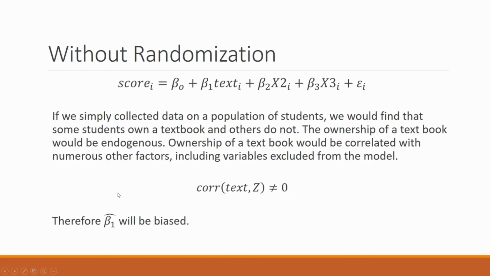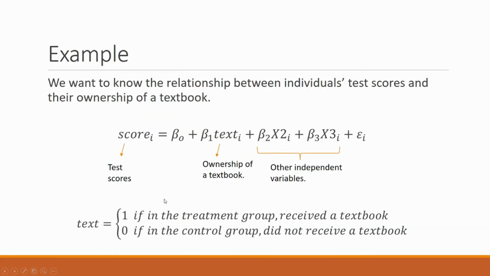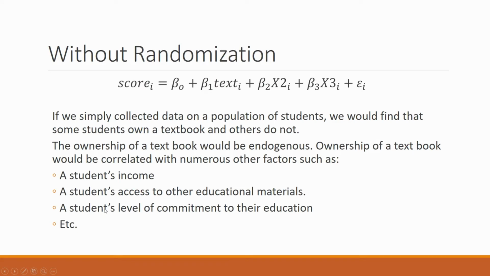We can imagine that there's probably some variable z that is missing from the regression model that is correlated with ownership of a textbook and correlated with test scores. Almost certainly there will be some variable that is not in the model, some variable we didn't collect data on, that will be correlated with ownership of a textbook and correlated with the test scores. I gave a couple examples of some variables here. I think we can think about that.